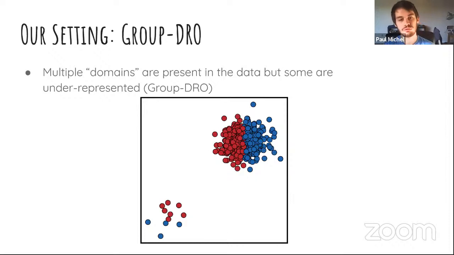In this case, there are two domains, on the upper right corner and lower left corner, and they have slightly different decision boundaries. But also, one of them is overrepresented. It's like a 1 to 50 sampling ratio, right? So this is the kind of setting where we're going to try to train models that do well on both domains.